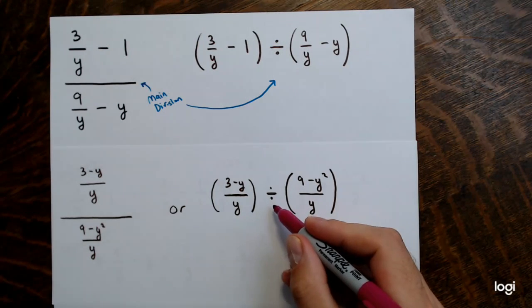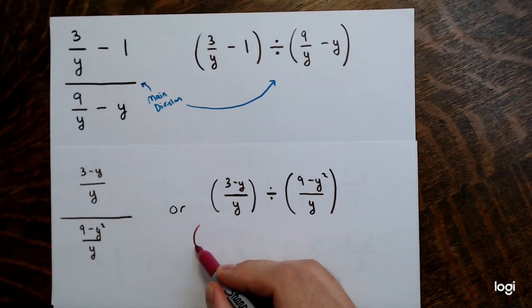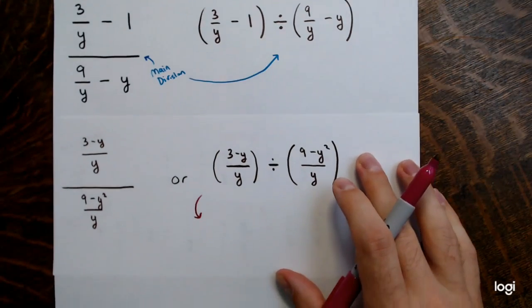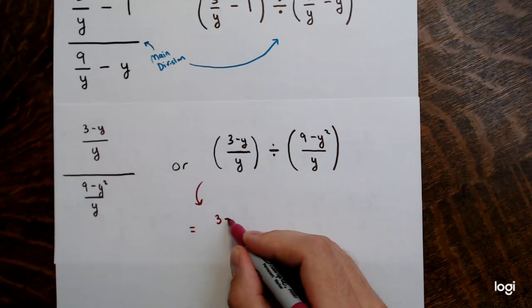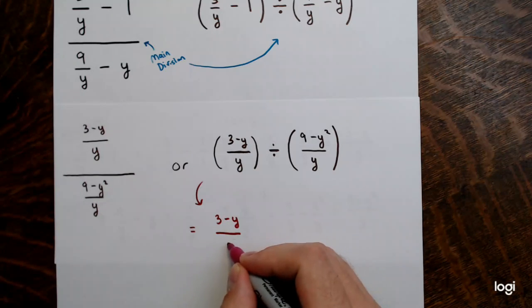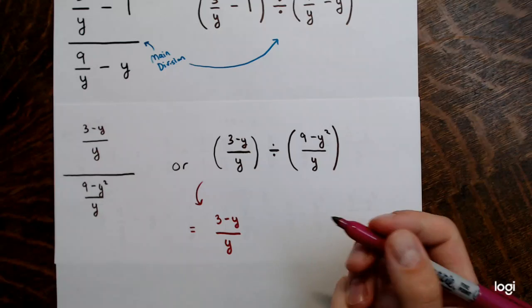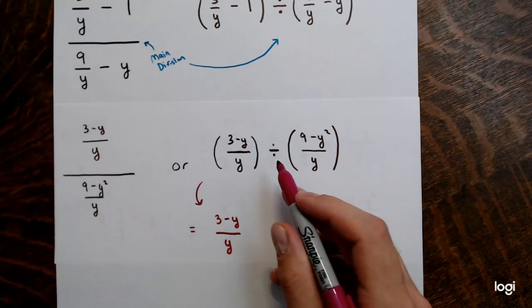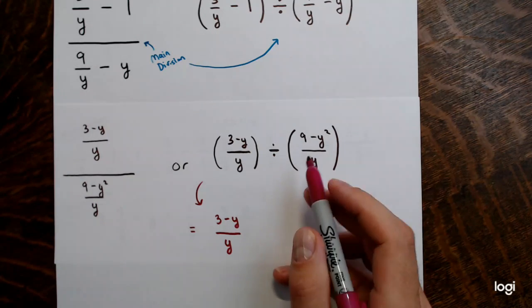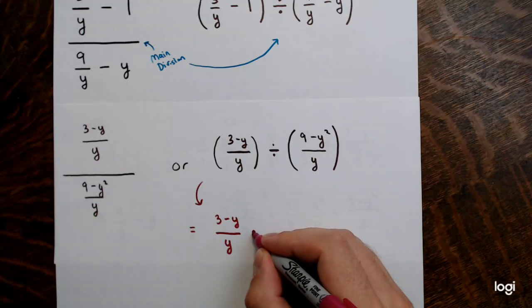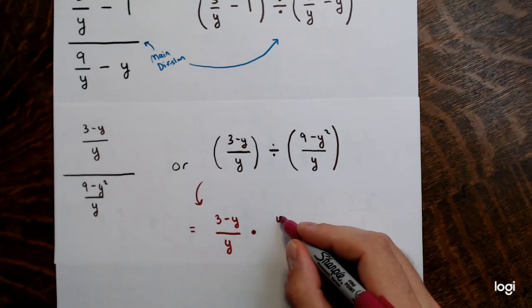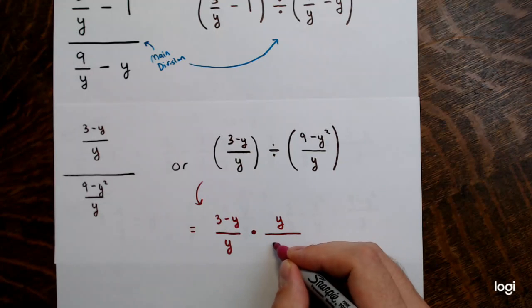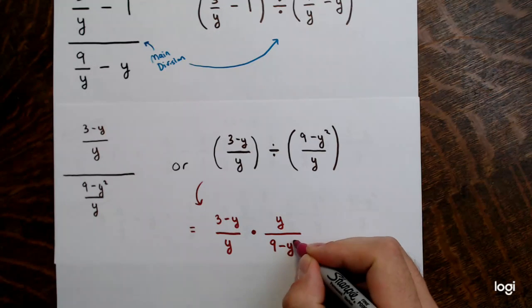Division is just multiplication by the reciprocal. All right. So this is equivalent to 3 minus y over y. The numerator is not changing. It's the stuff after. Instead of dividing by this fraction, I can say that I'm multiplying by the reciprocal of this fraction, which would be y divided by 9 minus y squared.